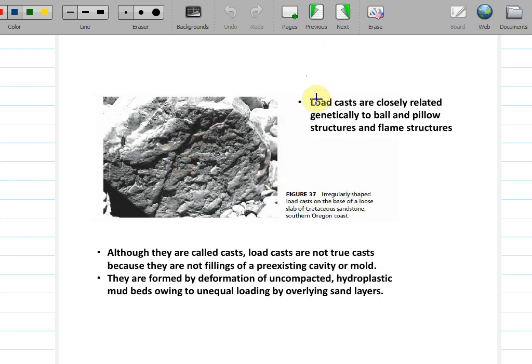These are irregular basically. तो ये irregular होते हैं, and load cast are basically not good paleocurrent indicators. Okay, जैसे fluid cast है, तो fluid cast is basically a good paleocurrent indicator, but load casts are not, because these are irregular in shape. Okay, so this you have to remember, and they are similar to ball and pillow structures.